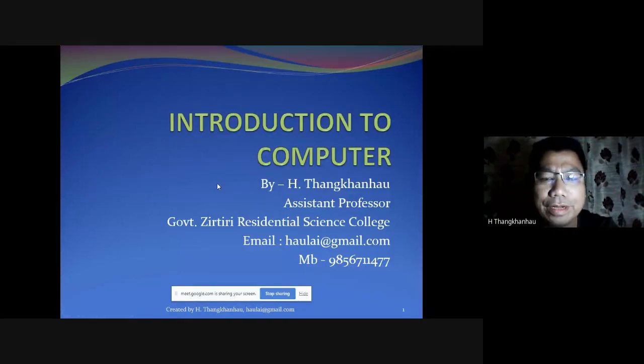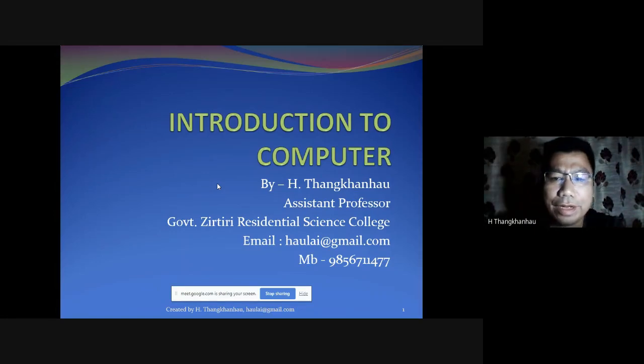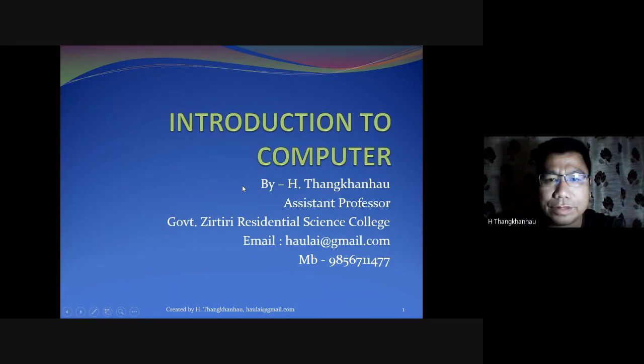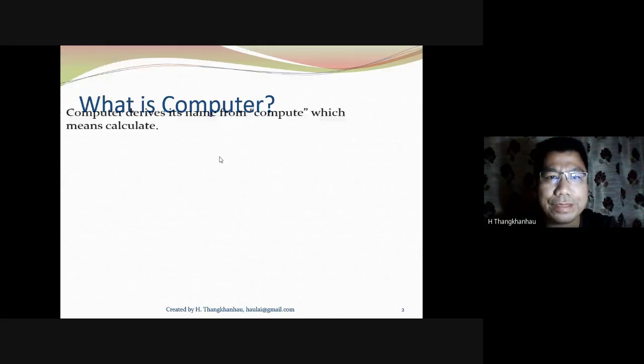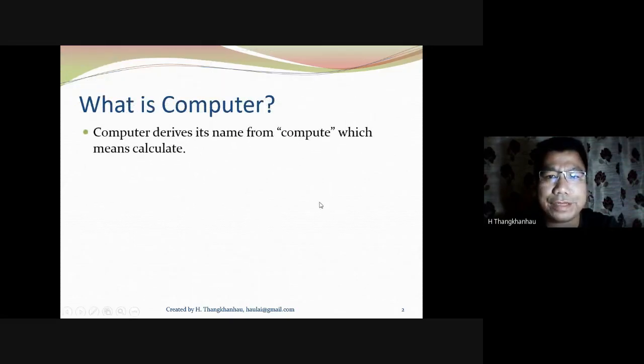So today our lecture will be the first chapter in the CCC syllabus, which is Introduction to Computer. Today we are going to start with what is a computer. There are many definitions regarding computer, but the first thing that I want you to understand is that computer is derived from the keyword compute. Compute in mathematics means to calculate. So computer is related to mathematics, which means calculation of some numbers.